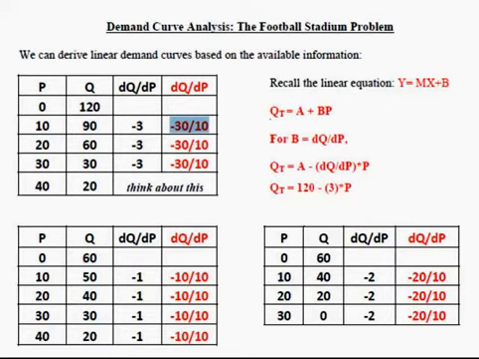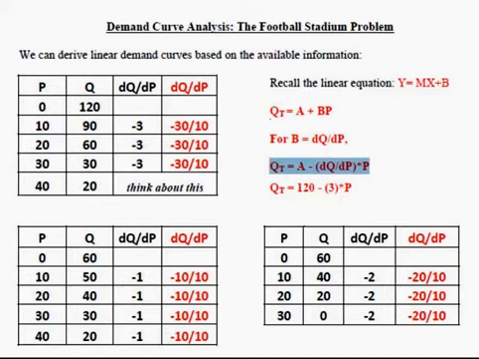We can reduce that to a slope of 3, where we ask the question, when the price changes by 1, the quantity will change by negative 3. Change by 10, the quantity changes by negative 30. So we would say that the slope of our demand curve is negative 3, the slope being dq on dp, change in quantity and change in price.